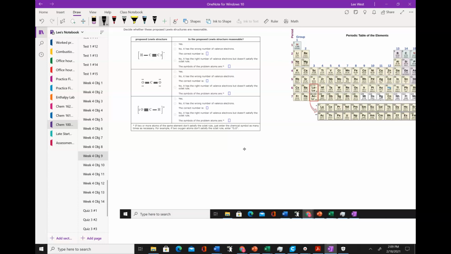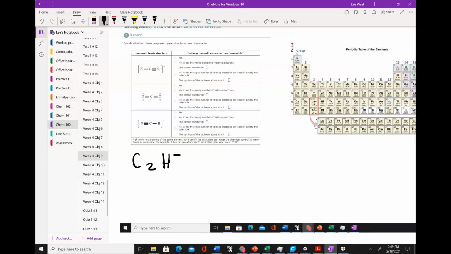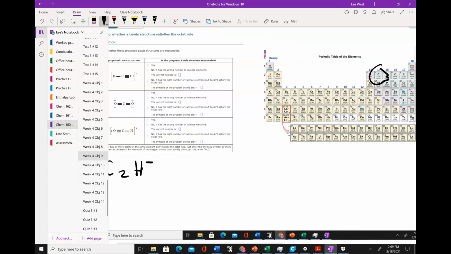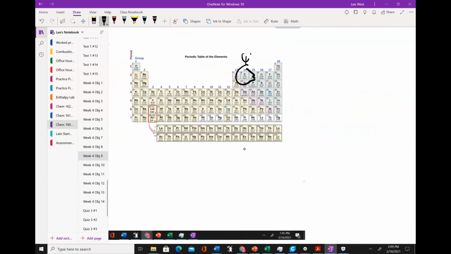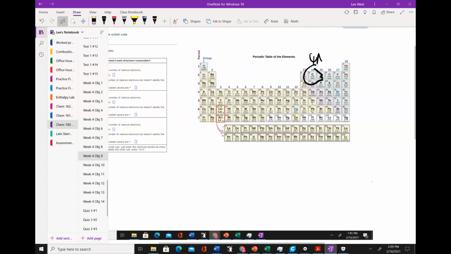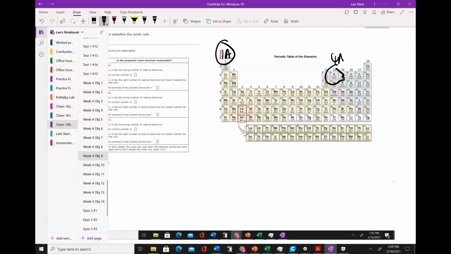The first one here, we need to calculate the number of valence electrons. So the formula is C2H-. So carbon is in group 4A, and hydrogen's in group 1A.